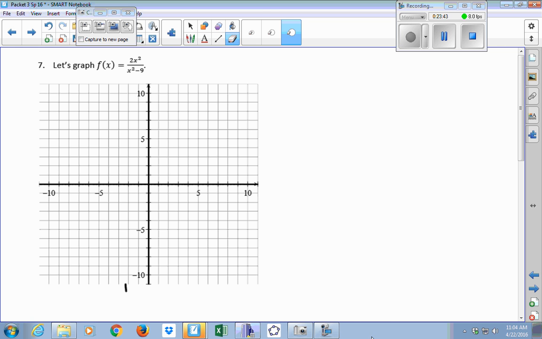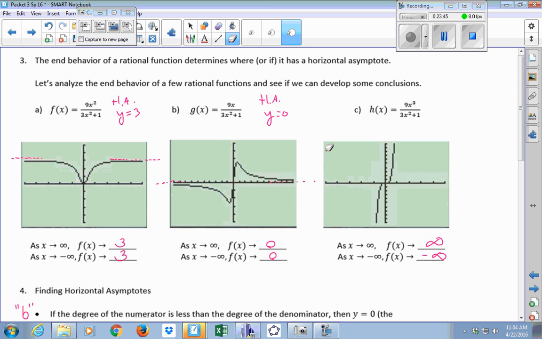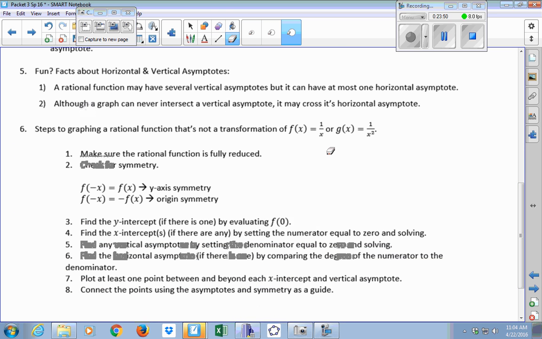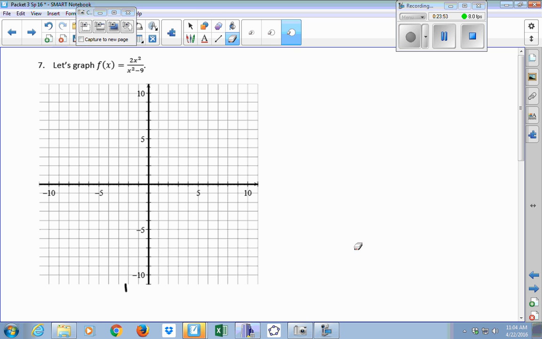Well, it's probably a good idea to check out some different ideas. What does it say in your steps? Make sure your function's reduced. Why do we care about the function being reduced? What information does that tell us if we can reduce it? Yeah, your overall function could be easier to graph. That's true. And if I can reduce it, besides getting us maybe a function that's easier to graph, what other information would that give us if I could reduce it?